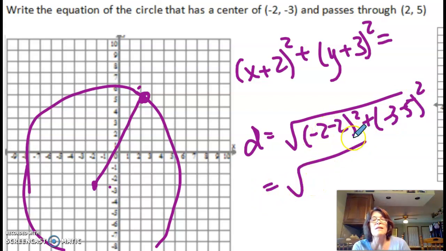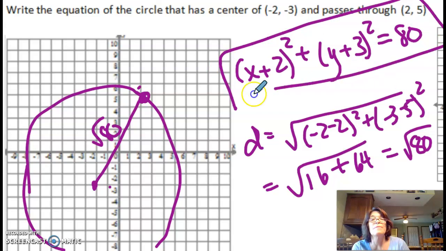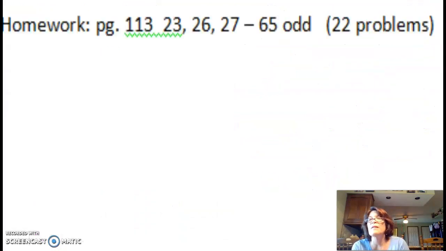I get, what's -2 minus 2? -4 squared is 16. -3 minus 5 is -8. Squared is 64. So it looks like I get the square root of 64 plus 16, 80. Well, don't waste the time doing anything with that, guys. The distance is square root of 80. That's the radius. Well, in my formula, I take the radius and square it. Square root of 80 squared is 80. Okay? So you're going to need all these types of formulas.